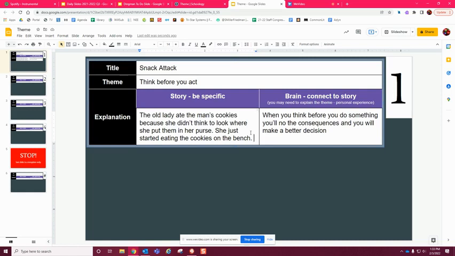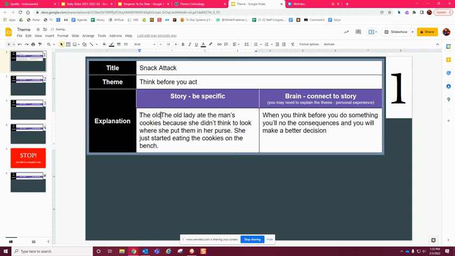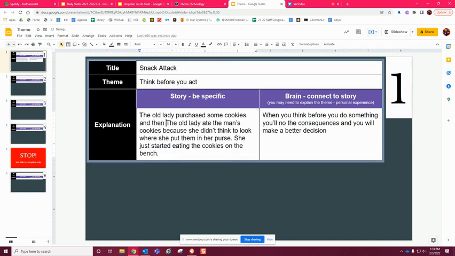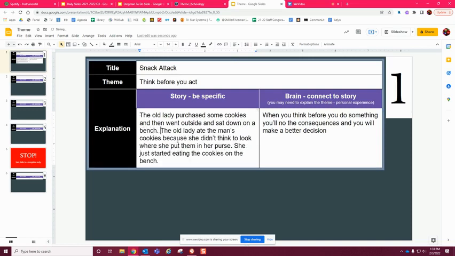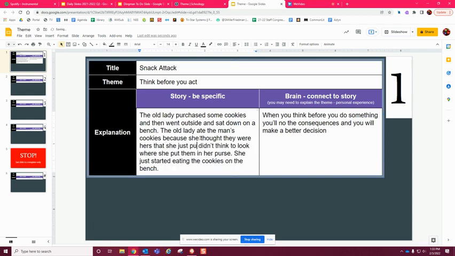So first of all, I feel like we need to know that there were actually two different sets of cookies. So maybe we need to say this too, that the old lady purchased, well, purchased isn't the right word, but anyway, purchased some cookies and then went outside and sat down on a bench. Okay, the old lady ate the man's cookies because, we're going to say this, she thought they were hers that she just purchased.